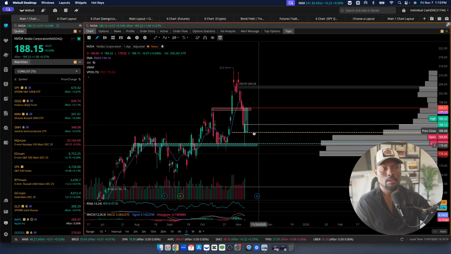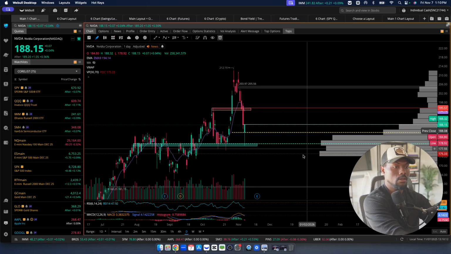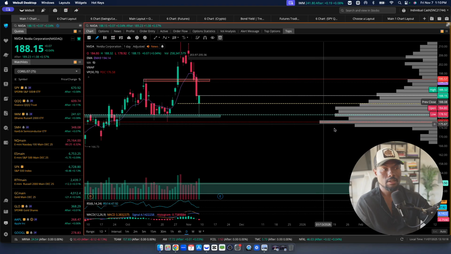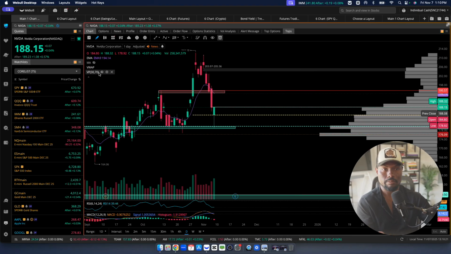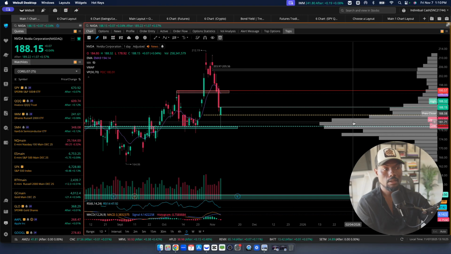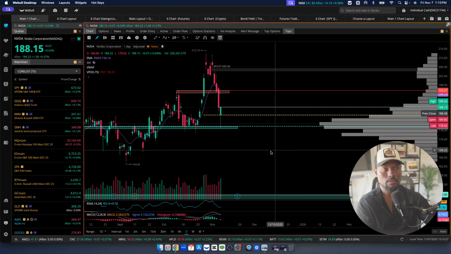This is a beautiful hammer candle, which bulls want to see, that we held this level of support at this high volume node. That's a volume profile. It's an indicator that allows us to see where volume is coming in, and it's right there on that daily node.